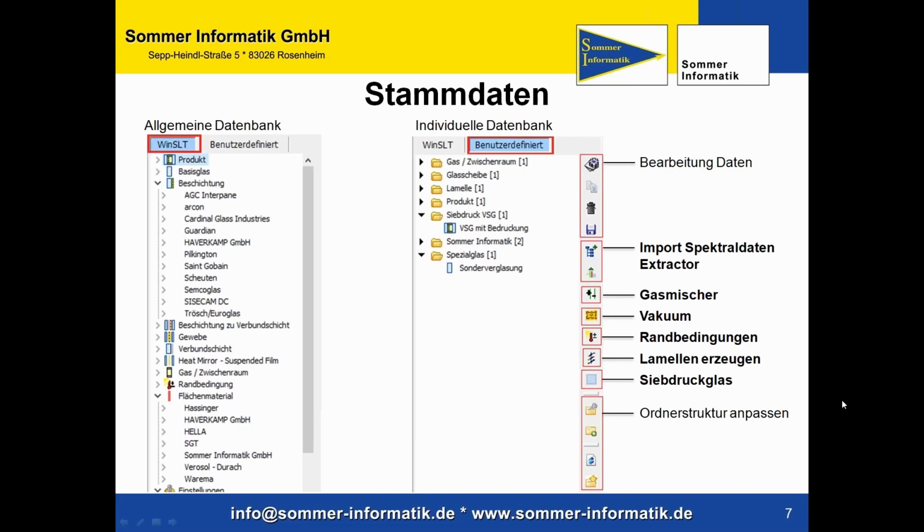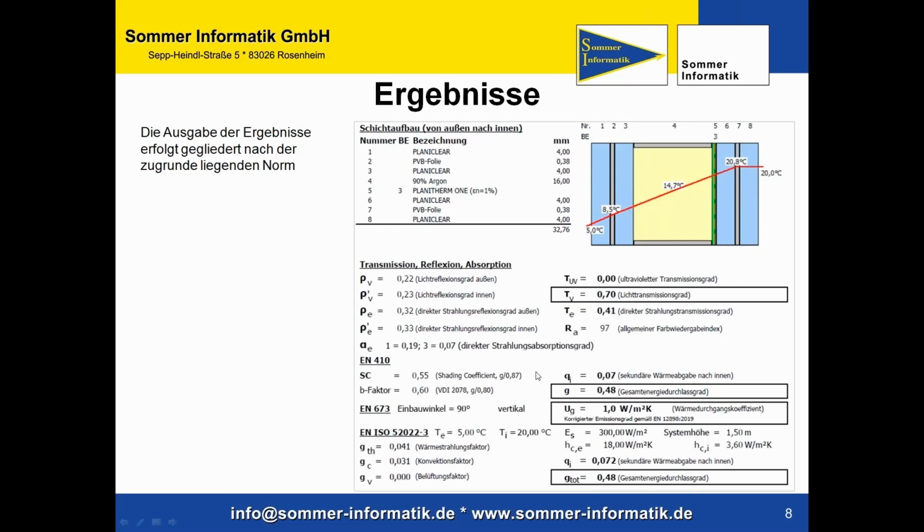Otherwise, everything else is processed using the folder structure, which should be clear as far as it goes. As far as the results are concerned, we receive a report sheet via WINSLT, where all the results are listed after the calculation. On the one hand, there is an overview of the layer structure actually used and structured according to the respective norm, the results for transmission and reflection, but also the UG values and the most important values outlined. Of course also the gtot value, with which you can see the total energy transmission curve.